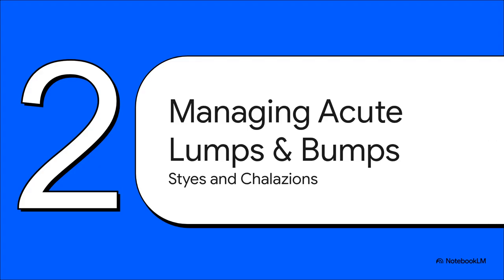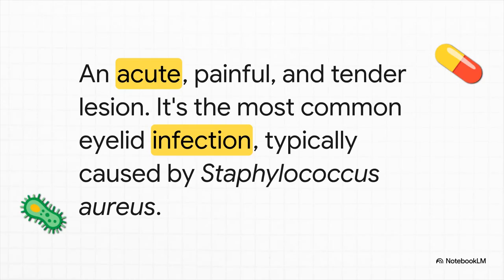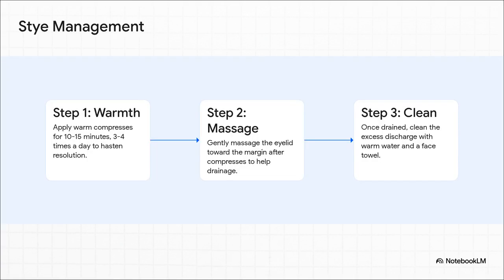Okay, so now that we can tell them apart, let's talk about what to do. We'll start with the two acute issues that patients are most likely coming to you for right away: styes and chalazions. First up, the stye, which you'll also hear called a hordeolum. This is the most common eyelid infection out there, usually caused by good old Staphylococcus aureus. It's basically a small, localized abscess, and our main goal is just to help it drain. Now, the good news is most of these styes drain all by themselves within about 48 hours. Our job is to guide the patient on how to help it along.